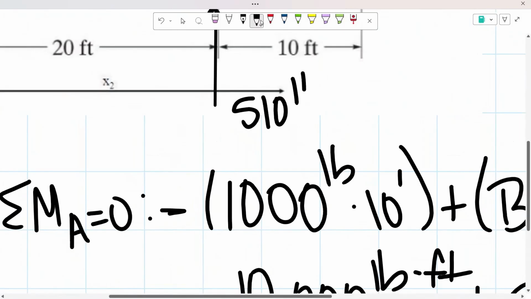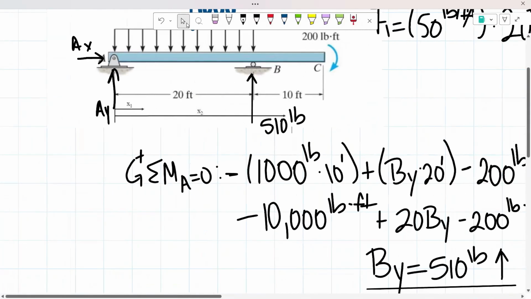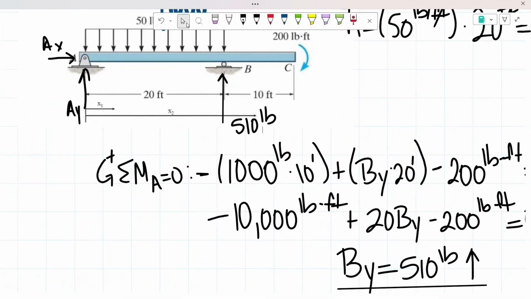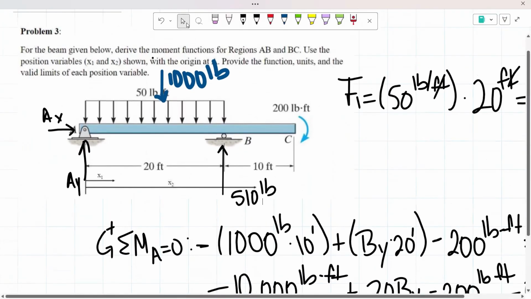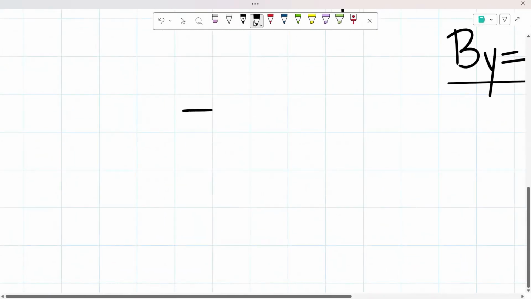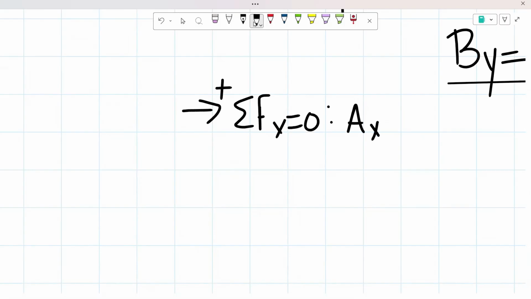So 510 pounds. Now that we know that, I'm going to be taking the sum of the forces in the x direction to solve for our horizontal reaction. But as you guys could see, it is our only force in the x direction. So we do know that that one will simply just equal 0. But we still have to show the work.